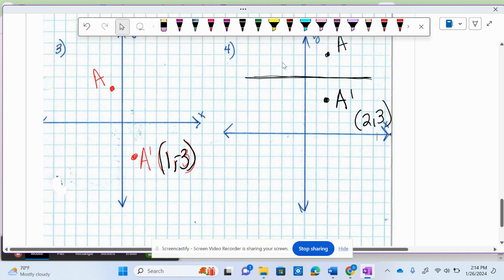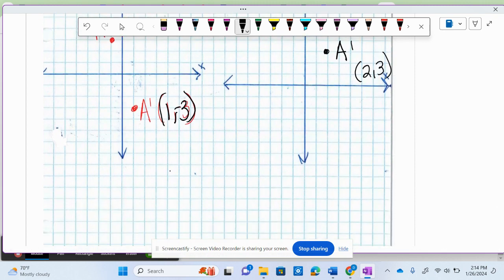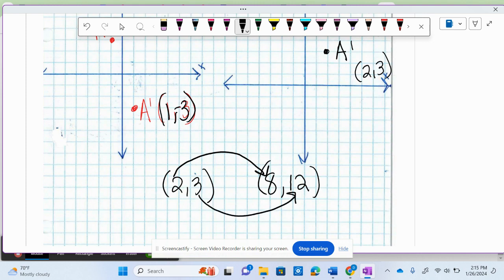Last one, number 5, you don't have to graph it at all. It says you started with the ordered pair 2, 3, and under dilation, it ended up being the ordered pair 8, 12. 2 multiplied by what equals 8, and 3 multiplied by what equals 12? What is my multiplier, or my K value? 4. K equals 4.